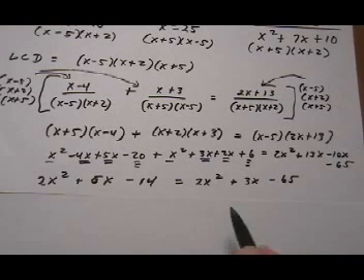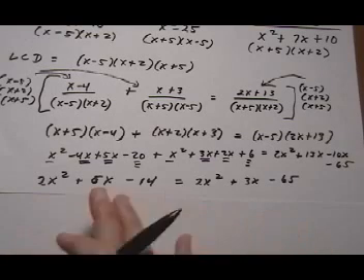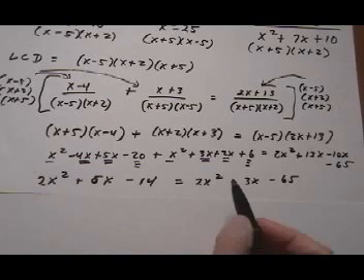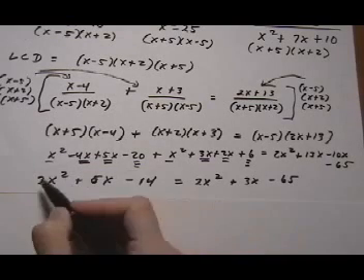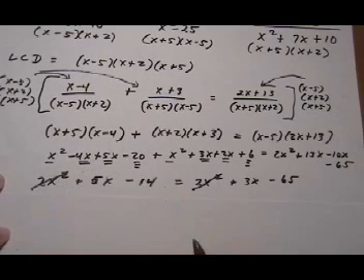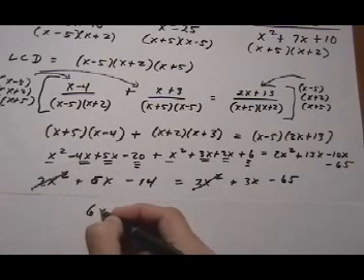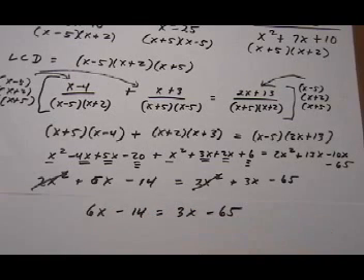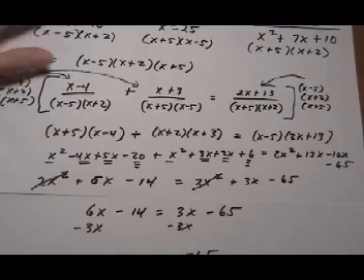Okay, so we distributed, we combined like terms. Now we're going to move the x's to one side of the equation and numbers to the other side. And here we have 2x squared on both sides of the equation. So that's going to cancel out. We can subtract it from both sides. That's gone. So now we have 6x minus 14 equals 3x minus 65. Let's take away 3x on both sides. That leaves us with 3x minus 14 equals minus 65.